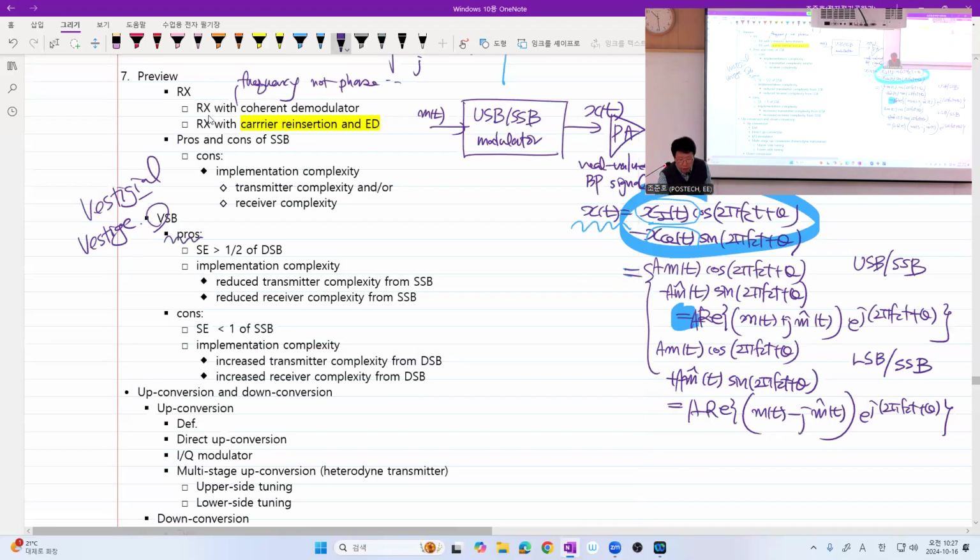What are the pros of SSB? It increases the spectral efficiency compared to DSB. What are the cons of SSB? Implementation complexity. In the transmitter, you have complicated circuitry. In the receiver, you also may have complicated circuitry. However, receiver complexity, as we've seen, can be reduced by carrier reinsertion and envelope detection.